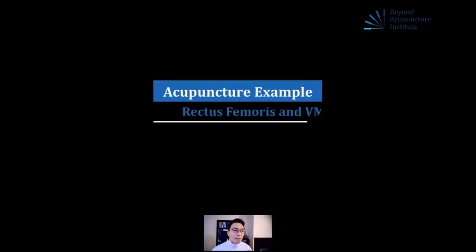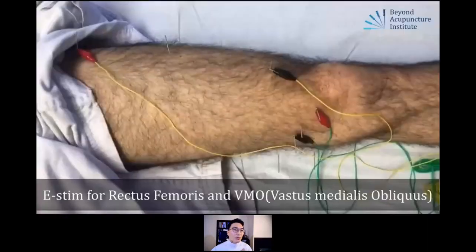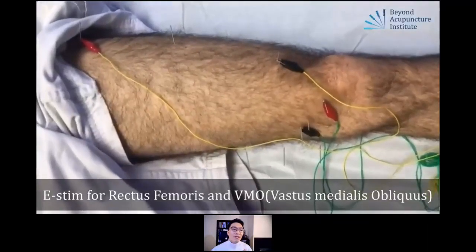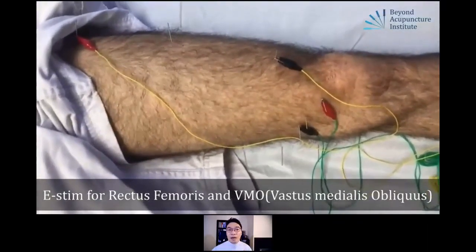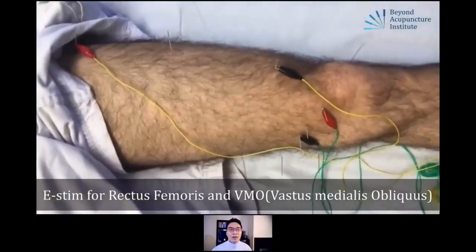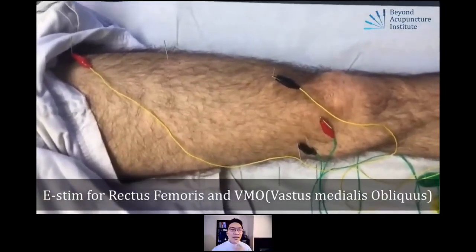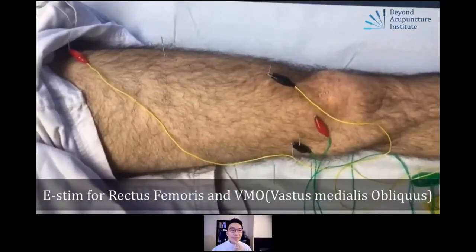And let me show you one more time. So you may see the twitching on the vastus medialis, which is the teardrop muscle, showing the morphology of a teardrop, and it's contracting rhythmically.